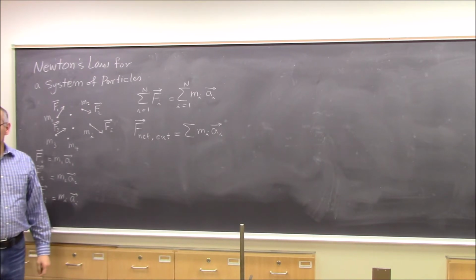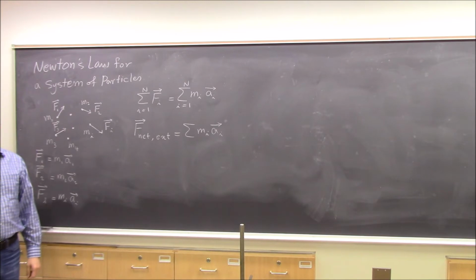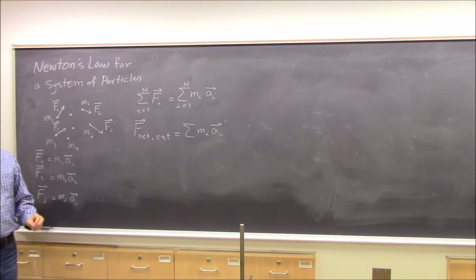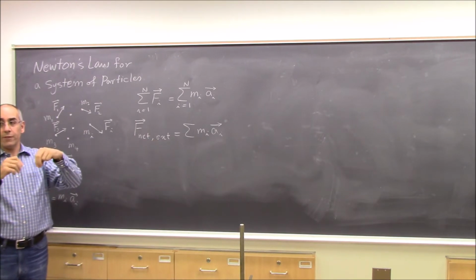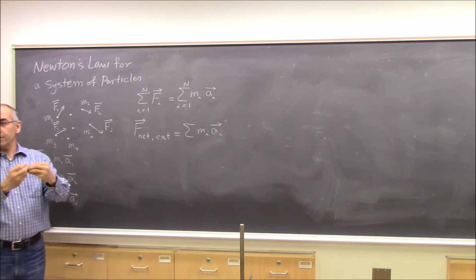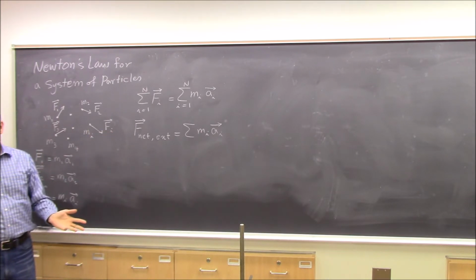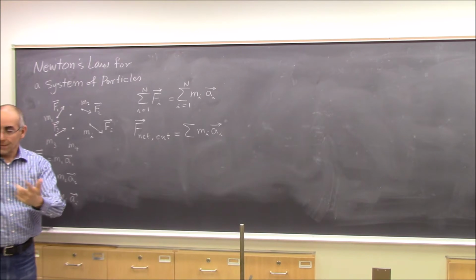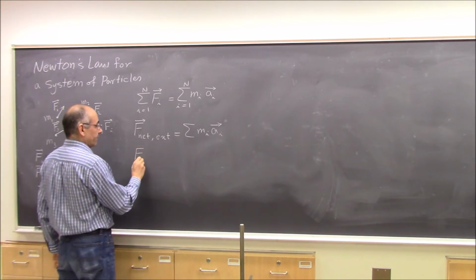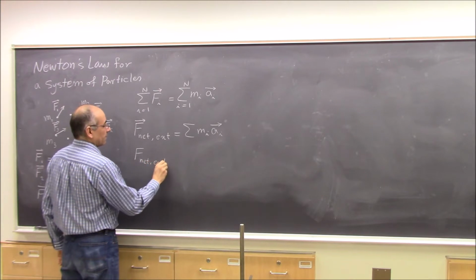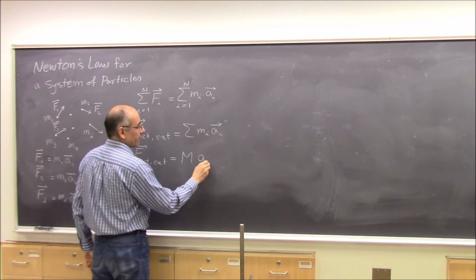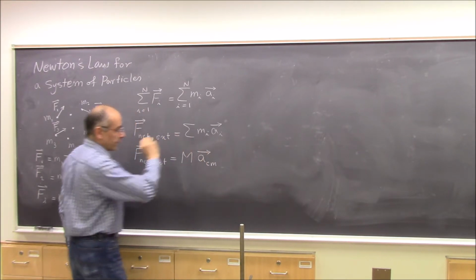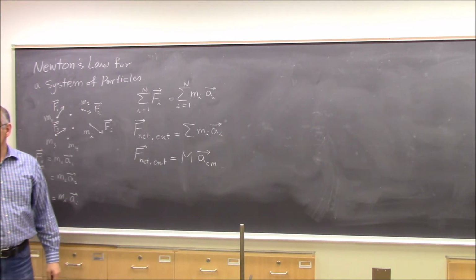But now we want to have one particular point in the system that is representative of the whole system. If you apply all the external forces to that point, it is as if all the mass is at that point and it accelerates accordingly. I call that the center of mass. If I want to do that, then I write F net external equal to the total mass of the system times the acceleration of that point, which we now call the center of mass. And now we want to see what this center of mass should be.